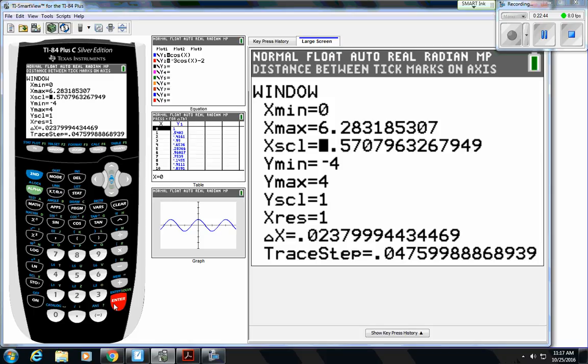Because that's how we did our scale. We did it in pi over 2. So we're going to go pi divided by 2. Okay. It doesn't really matter what our x-min and x-max are now, but later we may have to change that. But for right now, this should be fine. Okay, so let's hit graph again.